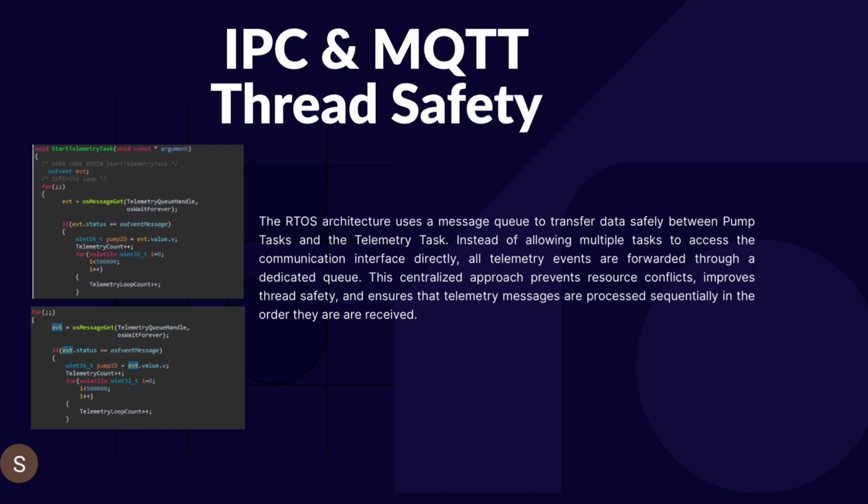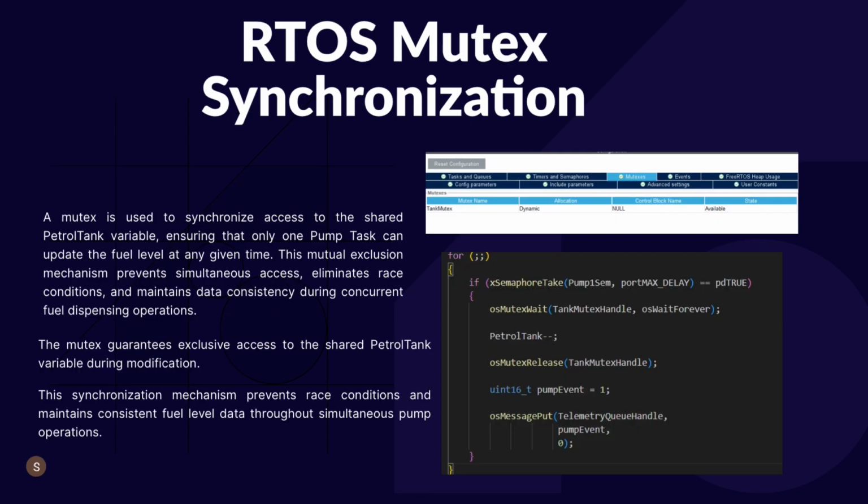This slide demonstrates how mutual exclusion is implemented in our RTOS system to protect shared resources. Since all pump tasks update the same petrol tank variable, simultaneous access could result in inconsistent calculation. To prevent this issue, we use a mutex named tank mutex. Before modifying the petrol tank value, a pump task must first acquire the mutex using osMutexWait. While the mutex is locked, no other task can access the shared variable. After the update is completed, the task immediately releases the mutex using osMutexRelease, allowing the next waiting task to continue.